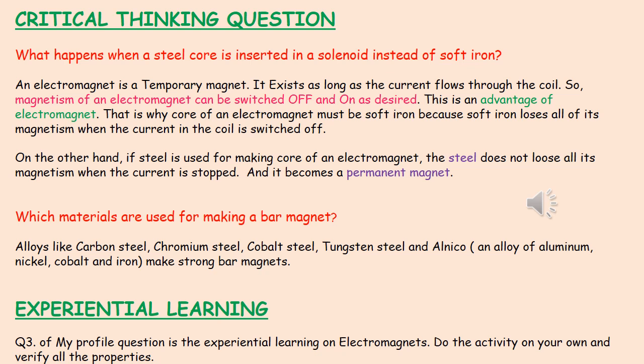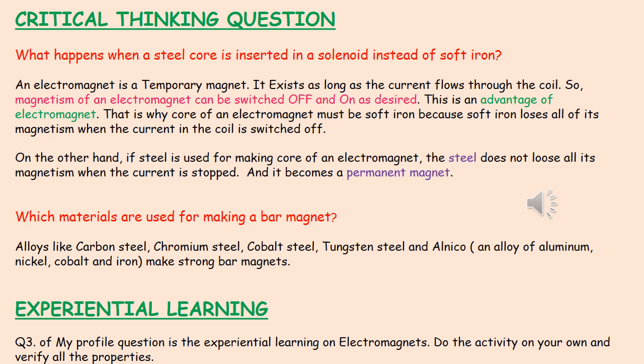But instead of soft iron, if we put steel as a core material in an electromagnet, the steel does not lose all its magnetism when the current is stopped. It keeps a residual magnetism in it. So it becomes a permanent magnet. So with the same arrangement, if we put soft iron, it gives us a temporary magnet or an electromagnet. But if we put steel, it will turn into a permanent magnet.